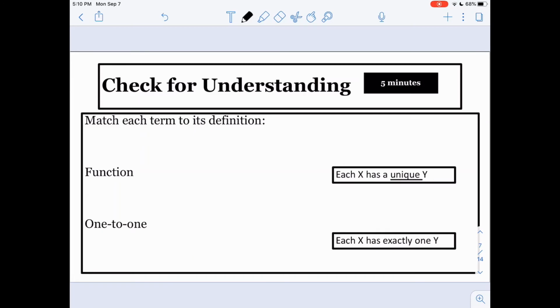Take a quick break and do your check for understanding. Match each term to its definition. Pause the video for 1 minute while you complete this task. The definition of 1 to 1 is that each x has a unique y. The definition of a function is just that each x only has one y.